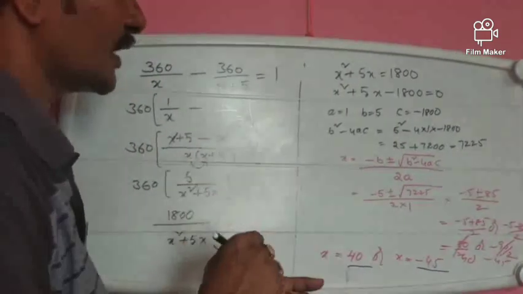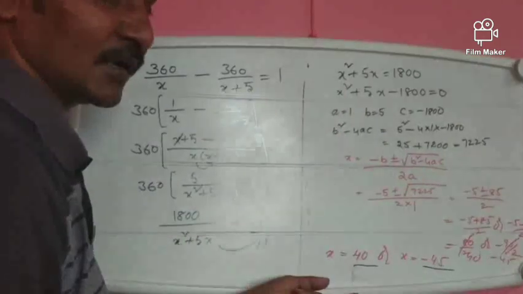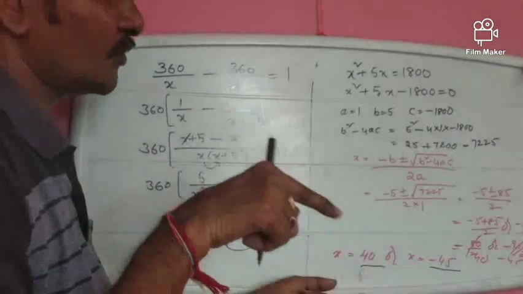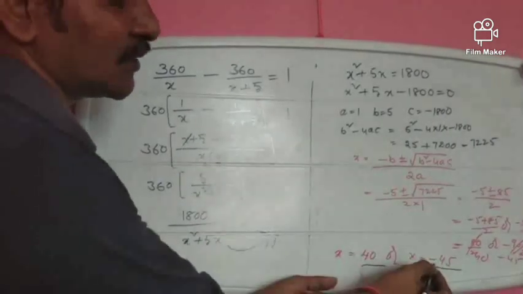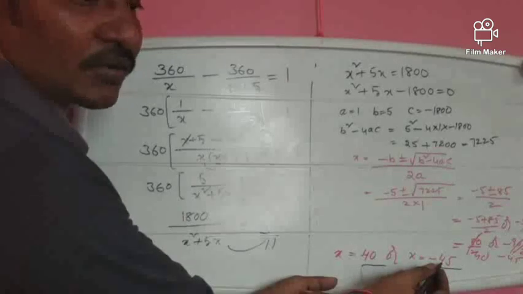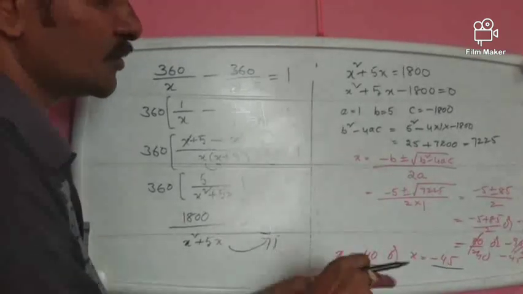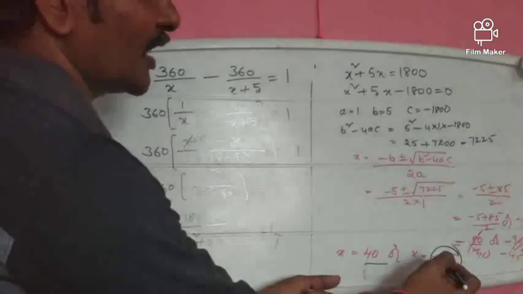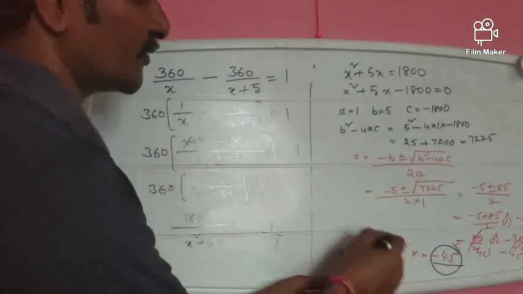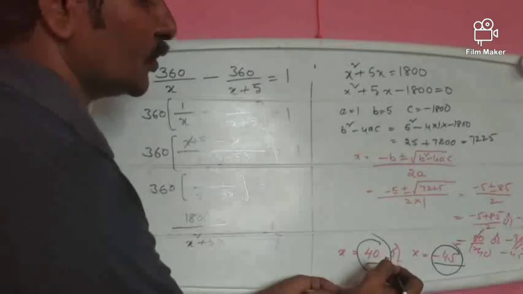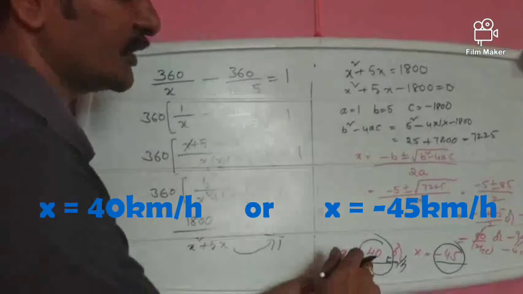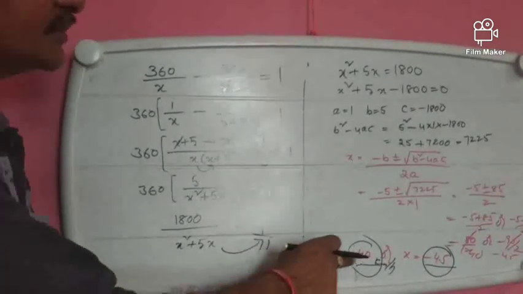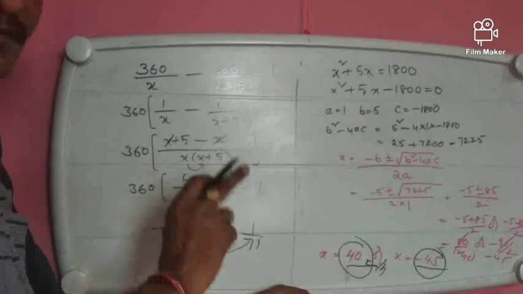But what you have to find is the speed of the train. The speed of the train will always be a positive value. So a speed of minus 45 km per hour cannot be there. Speed of the train is always positive, so please ignore the value of minus 45. Now what is the required value? 40 km per hour is the speed of the train. Okay? Did you understand? This is the speed of the train, 40 km per hour.